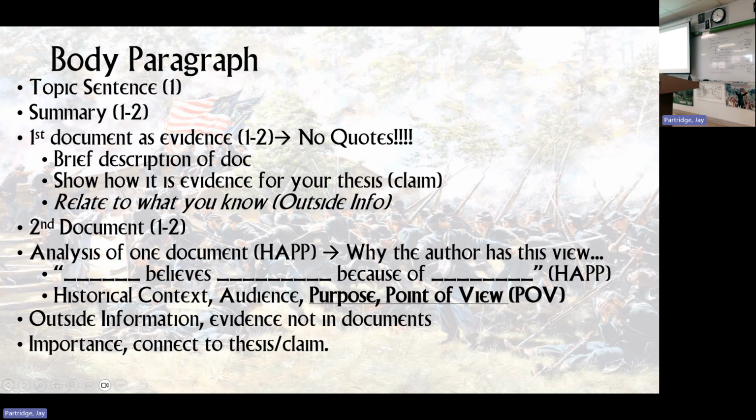So everyone got that? Use 2 of the documents. Don't quote. Put 1 of the 2 in each paragraph. How many documents total? 4. 2 in each paragraph. 4 total. 2 in each body paragraph. And I will give you the DBQ. When I do, there will be 8 documents on it.